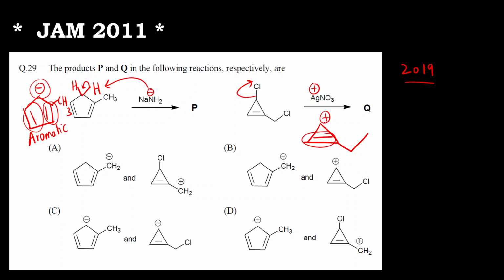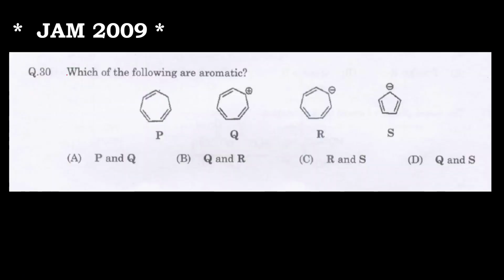And here this also has an odd number of pi bonds. This is also going to be aromatic. So these are the two structures that will be formed. Which is the correct answer? The correct answer will be option C. Let us see the next one.